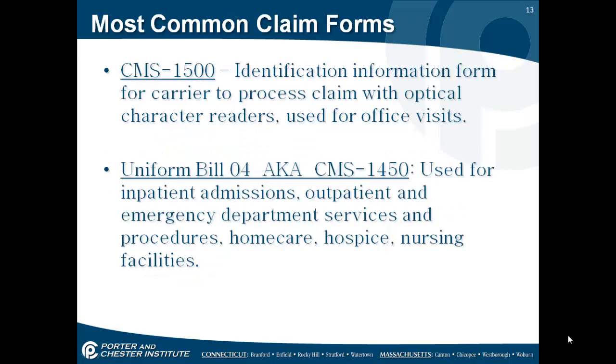The most common claim forms. There is a CMS 1500. This is a universal health claim form. It's an identification information form for the carrier to process claims with an optical character reader. It's used for office visits. The Uniform Bill 04, also known as a CMS 1450, is used for inpatient admissions, outpatient and emergency department services and procedures, home care, hospice, or nursing facilities.